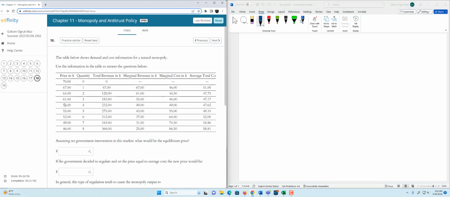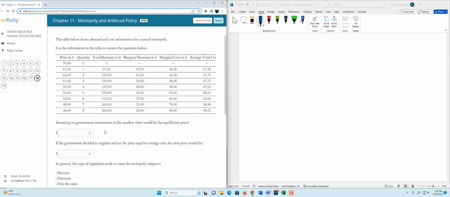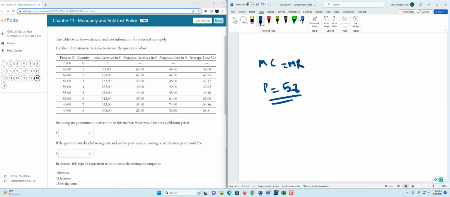So here you have the table of total revenue, marginal cost, and average costs. And using this table for a natural monopoly, we are going to answer the questions. Assuming no government intervention in this market, the equilibrium is where marginal cost equals marginal revenue. And marginal cost equals marginal revenue when the price is $58 and the quantity is 4.